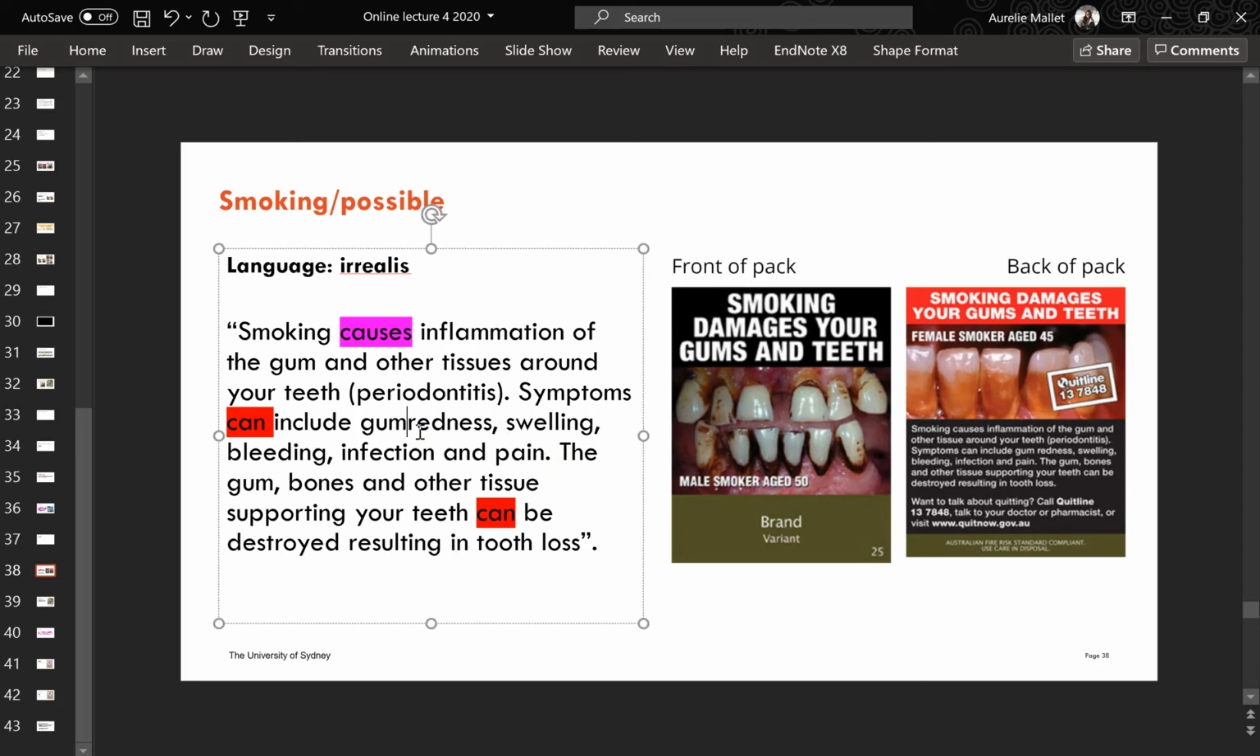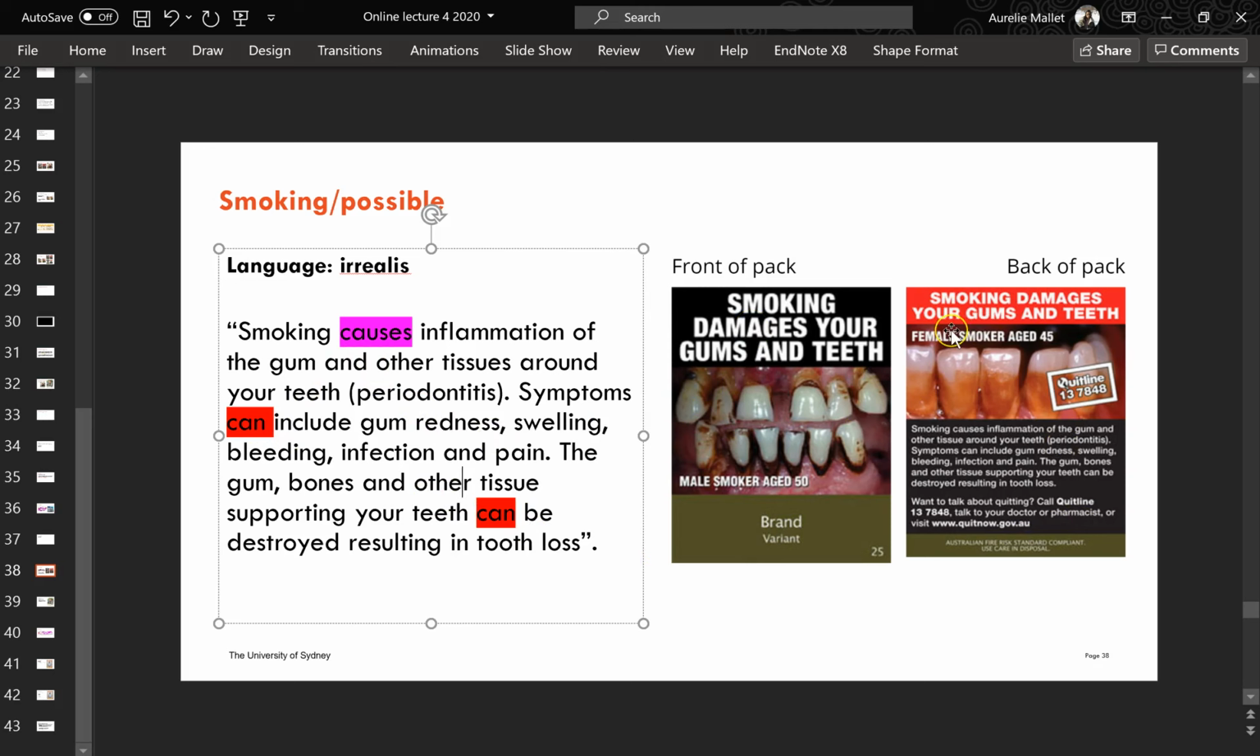So, as you can see in the red here, it's talking about what could potentially happen. So symptoms of periodontitis can include this, and then this can lead to the destruction of your teeth. There's also evidence of realis here, so it causes this. But overall, if we look, so there are 12 different graphic health warning messages, and if we look at it over the 12 packs, there's this clear pattern of irrealis.